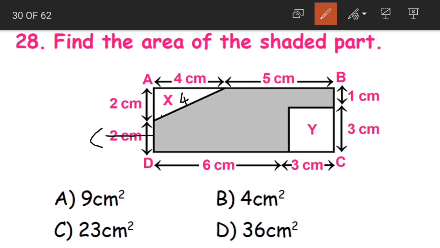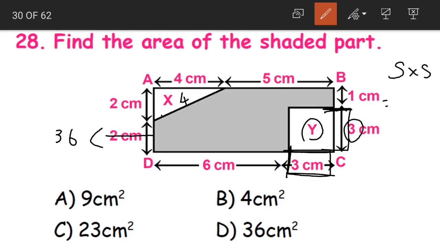The area of the triangle is 4 and area of the rectangle is 36. Now what is the area of the square here? For the square, the length of one side is 3 centimeters. Yes or no? See, the length of the side is 3 centimeters. So what is the area of the square? The formula is side into side, that is equal to, side is 3. So 3 into 3, that is equal to 9 centimeter square is the area. 9 centimeter square is the area for our square.